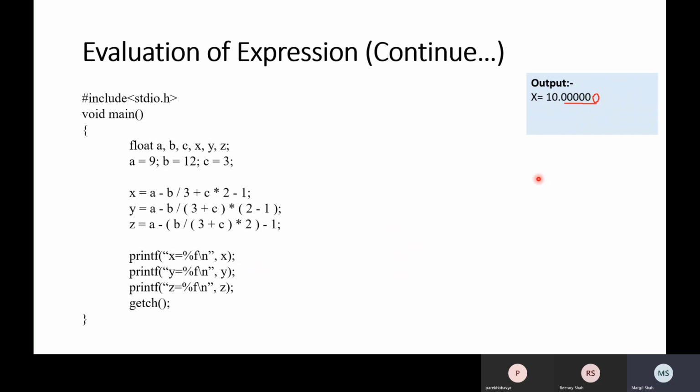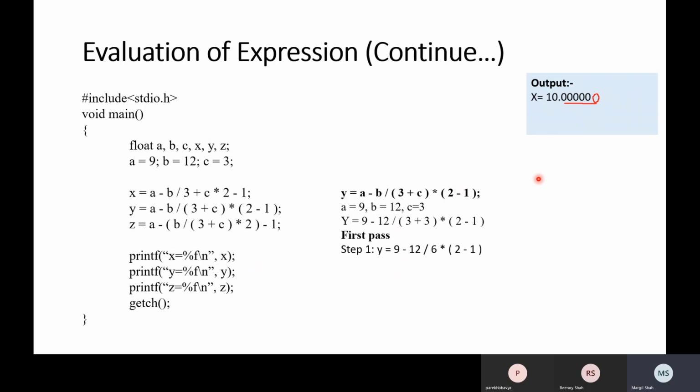Anyway, now how will y be executed? So this is y. Again replace the values of a, b, c. Now the first pass. Before the division we have a bracket, so the bracket will be executed first, right? So 3 plus 3, 6. Another bracket is pending. Step 2, that is 2 minus 1, 1.